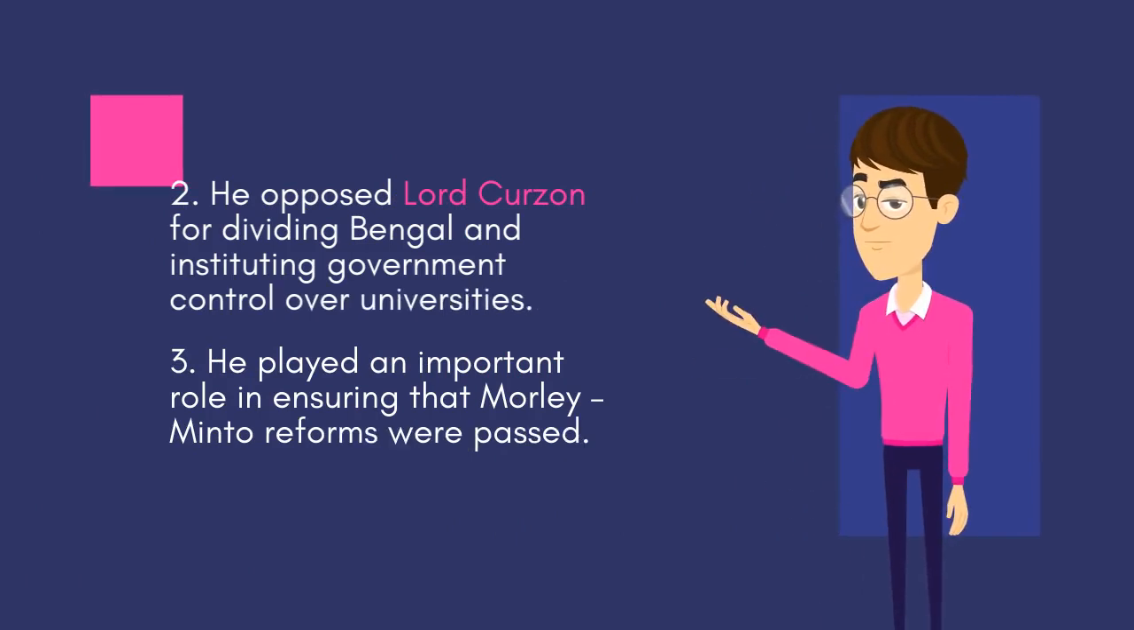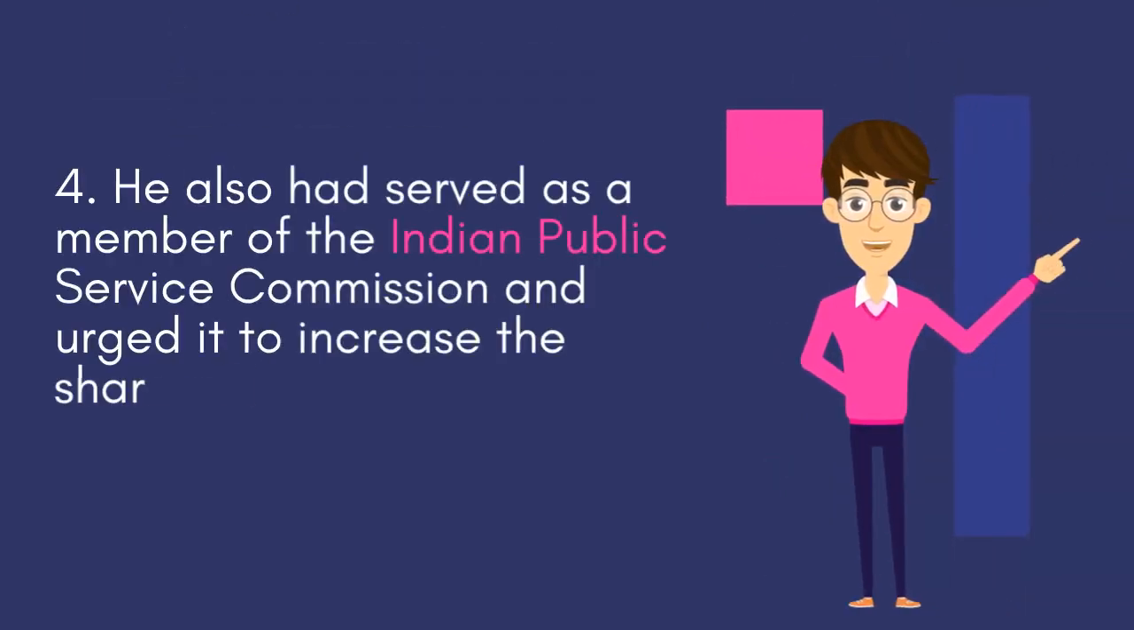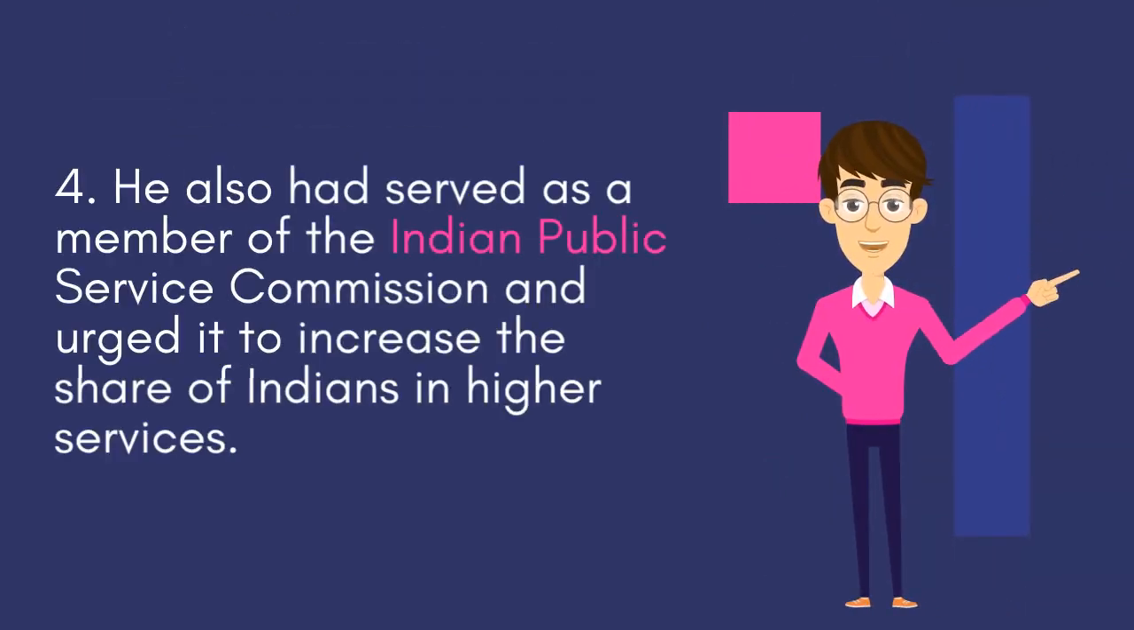2. He opposed Lord Curzon for dividing Bengal and instituting government control over universities. 3. He played an important role in ensuring that Morley-Minto reforms were passed. 4. He also had served as a member of the Indian Public Service Commission and urged it to increase the share of Indians in higher services.